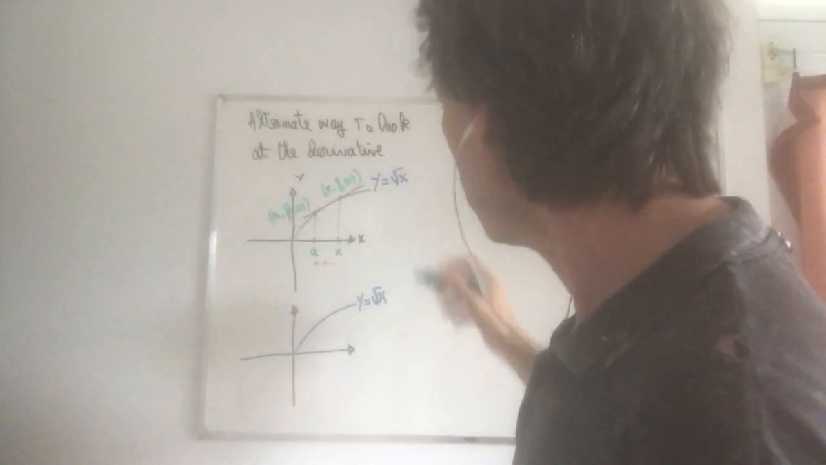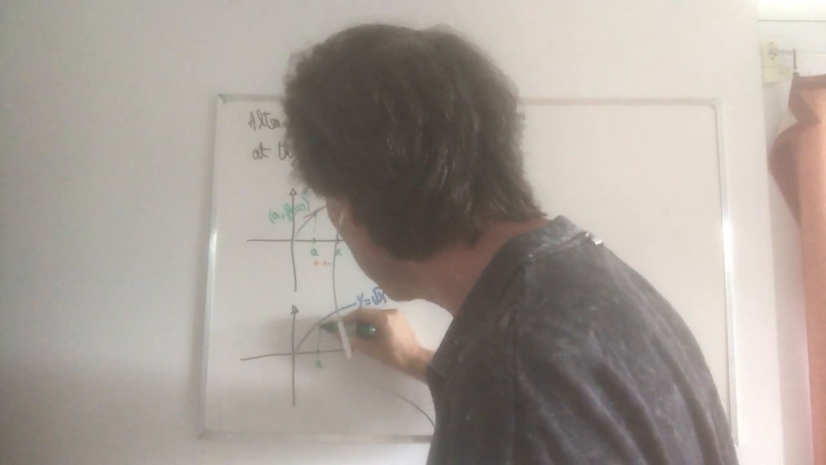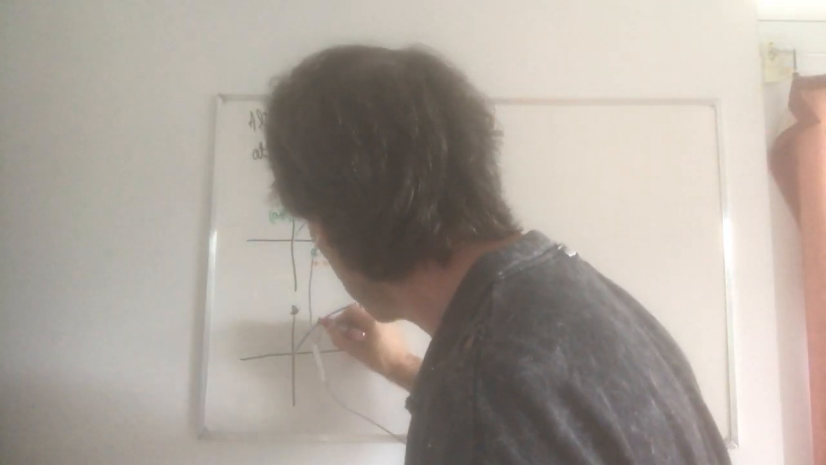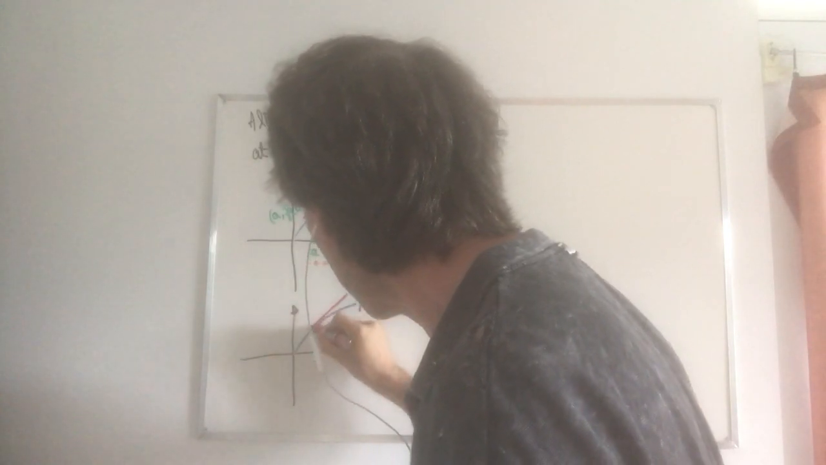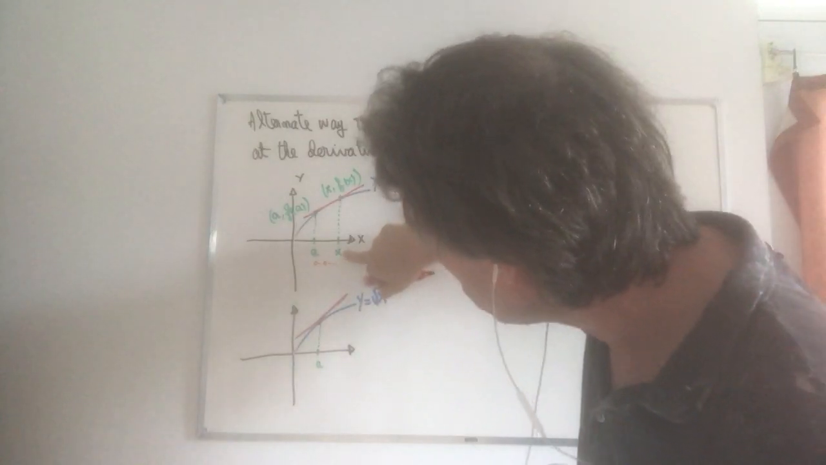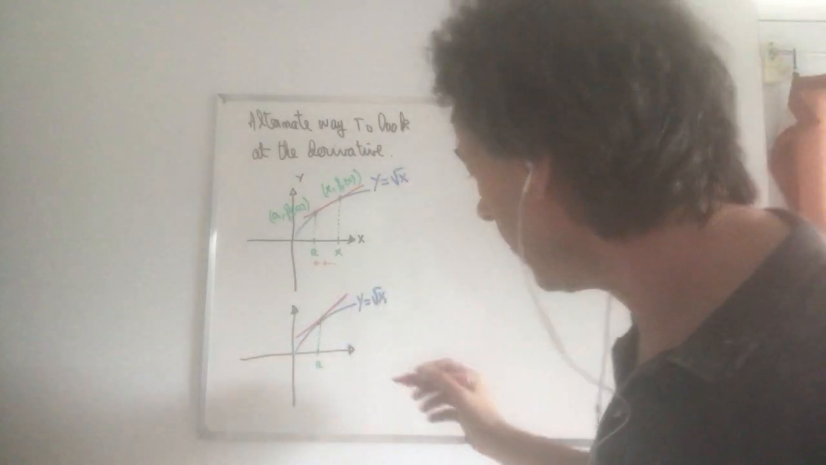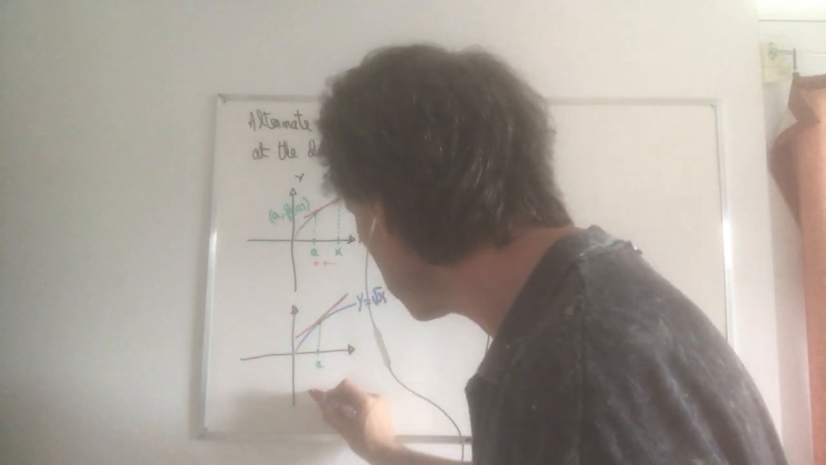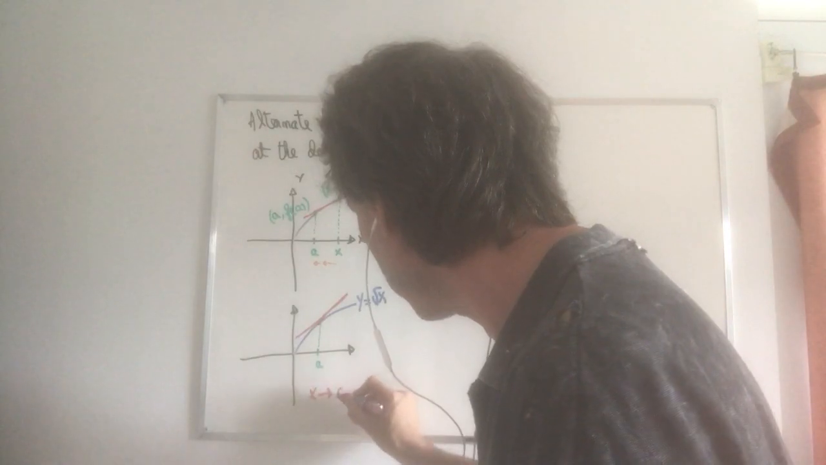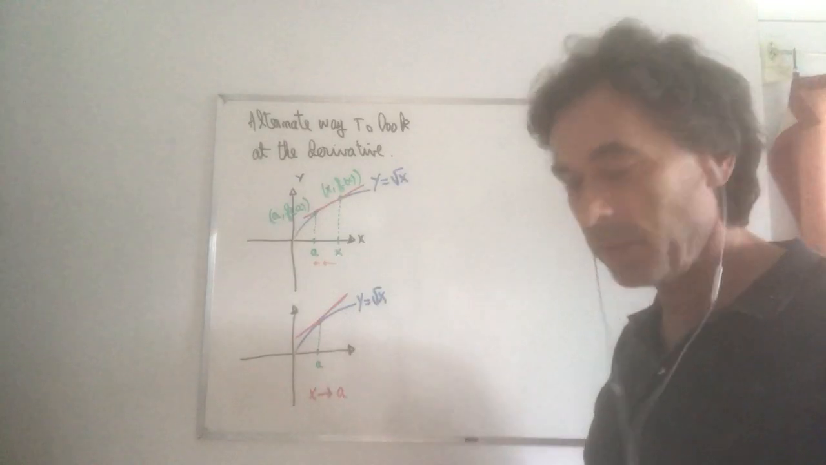But this time, too many markers. Now what I have is one point A, and at this point A, I draw a tangent line like this. When does that happen? It happens when x has gotten very, very close to a. This is what's happening when x is getting very, very close to a.